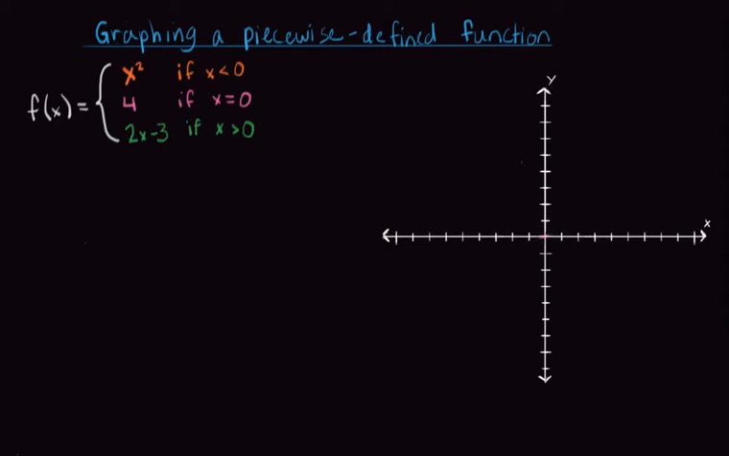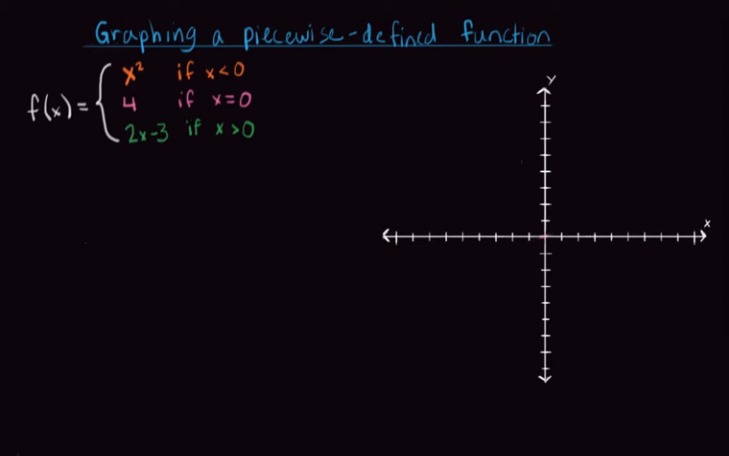In this video, I want to talk about how to graph a piecewise defined function. Remember that a piecewise defined function is a function where we have different rules for different chunks of the domain. In this case, the function is x squared if x is less than 0, 4 if x is equal to 0, and 2x minus 3 if x is greater than 0.